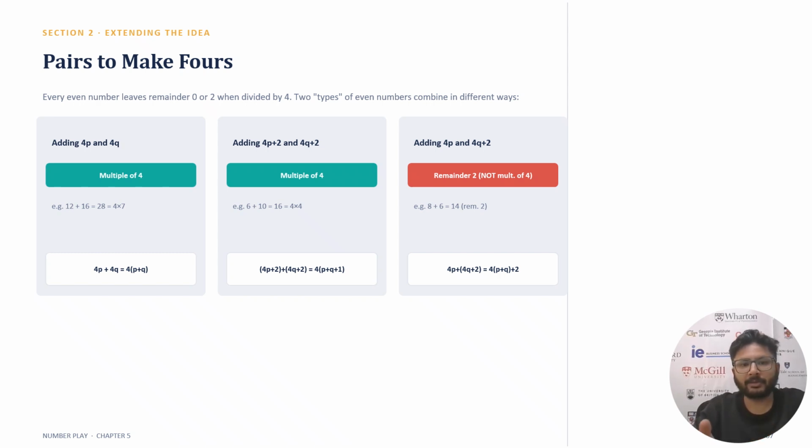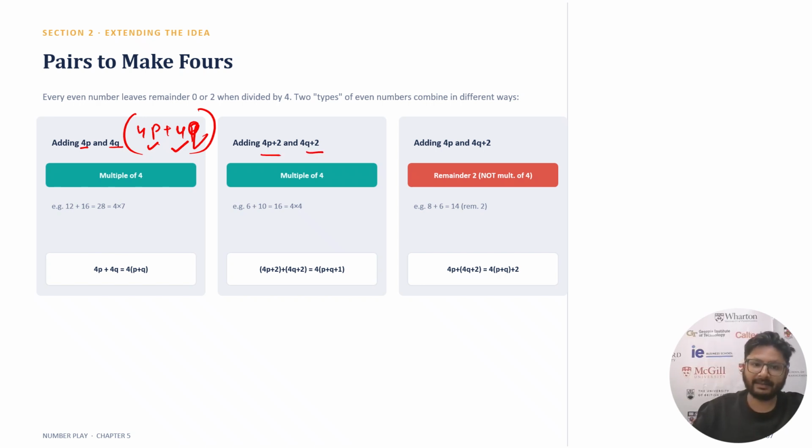Similarly, if I'm talking about multiples of 4, we just saw the even numbers, basically numbers that should be divisible by 2. Now we are talking about numbers which are divisible by 4, or are multiples of 4. Both are the same thing. So 4p plus 4q, both are divisible by 4, so the entire number is divisible by 4. We need to check it like this.